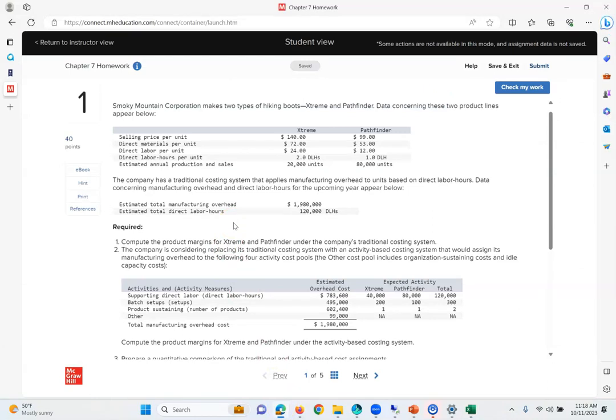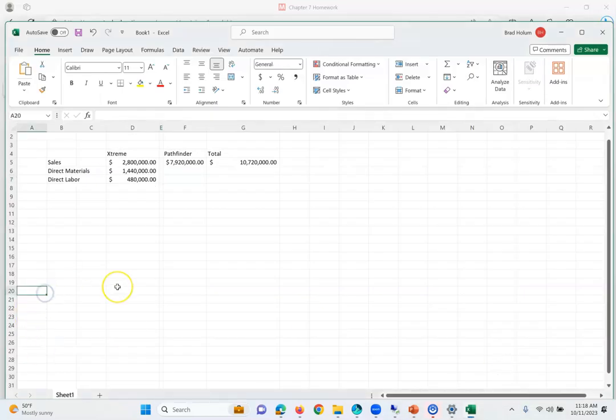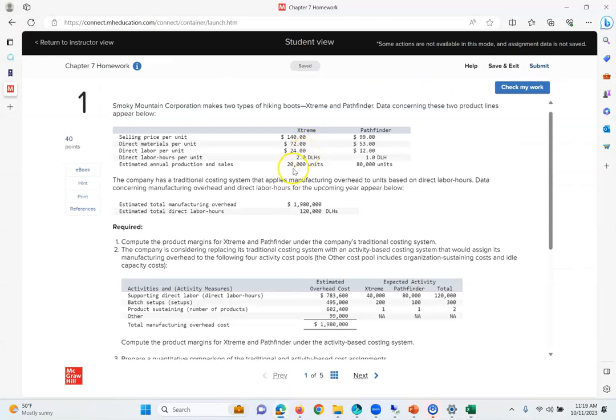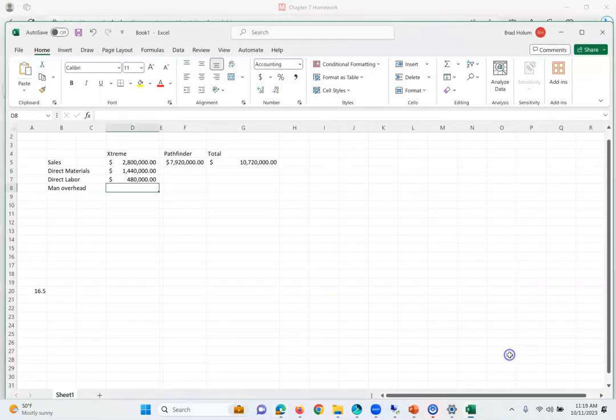And then the manufacturing overhead applied: 1,980,000 divided by 120,000 hours is what? Is that $16.50 an hour? So we'll have here our manufacturing overhead, and we've got 2 hours times 20,000 units. That would be 40,000 hours. 40,000 times 16.50. Do you guys agree with that? See what we're doing? We come up with our total costs here.